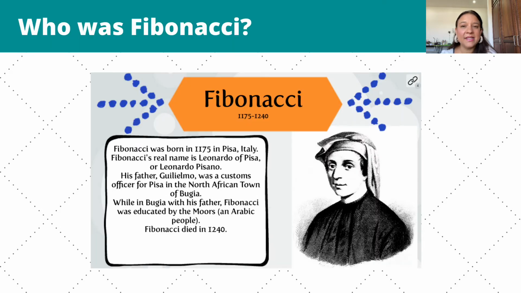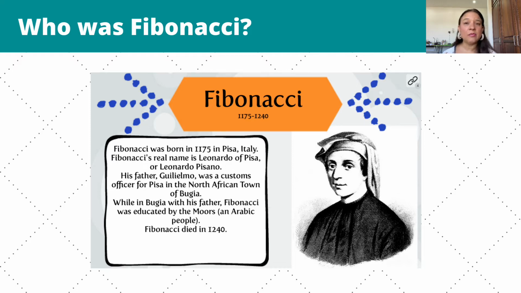Fibonacci was an Italian citizen born in 1175 in Pisa, Italia, and he has several names. He's known as Leonardo Pisa, Leonardo Pisano, Bonacci. But what matters here is that he was the son of a businessman. Literature says that he was the son of a custom agent or some sort of a diplomat back in time from Italy, working in northern Africa.